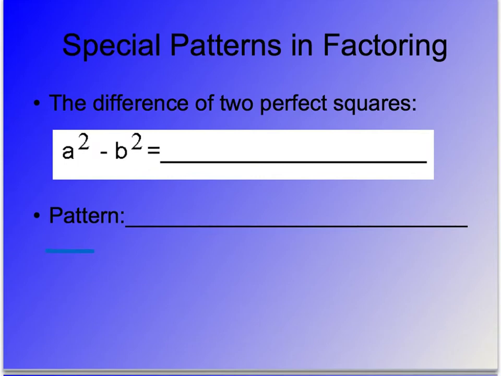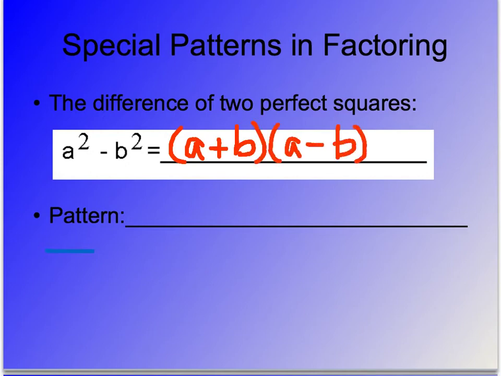The next special pattern is a difference of two perfect squares. If I have a difference of two perfect squares, a squared minus b squared, then the answer will end up being a plus b times a minus b. The pattern is that both terms are perfect squares and that you're subtracting them. There's a minus sign.